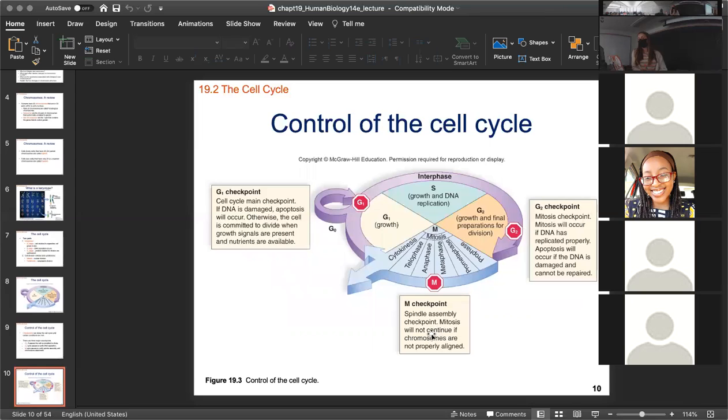And then that M checkpoint is when mitosis will not continue unless the chromosomes are properly aligned. Okay, so I think of these also just kind of like we had that airport example last week. This is kind of the same thing. It's like the different security checkpoints that you go through in the airport before you can board the plane.